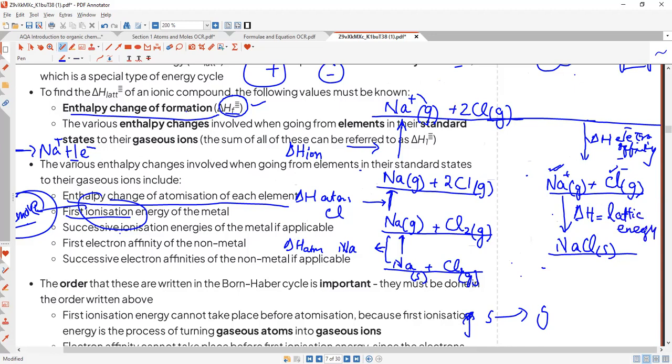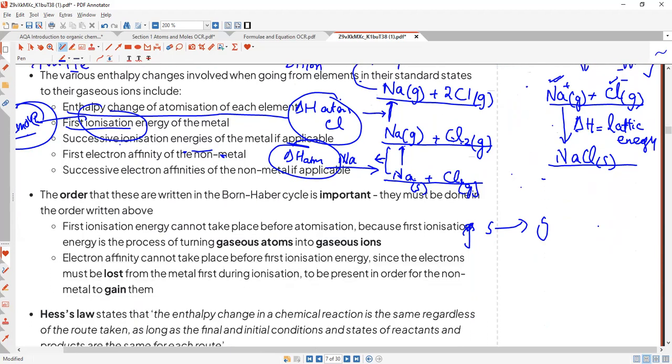Keep in mind the definition and the process. Atomization energy is the first step, in which we convert sodium to gas and then chlorine into gas. After it comes ionization energy, in which sodium releases one electron to form a positive charge, then electron affinity, and then lattice energy. So this is the sequence you have to remember: first, atomization of each element, then ionization energy, then electron affinity, and then lattice energy. The order is important.